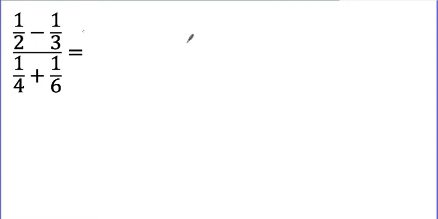1 over 2 minus 1 over 3. We are going to find 1 over 2 minus 1 over 3 first. The denominators are not equal, so we can find the LCM of 2 and 3, the LCM of the denominators. The LCM of 2 and 3 is 6. Let's write that here.